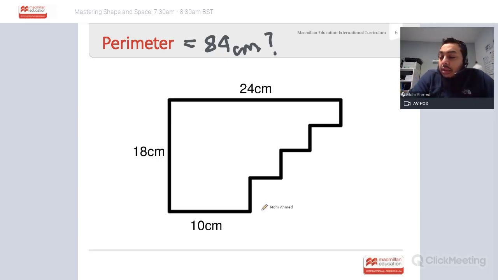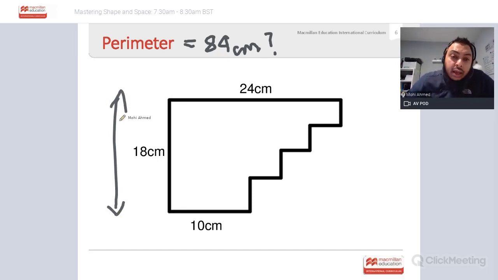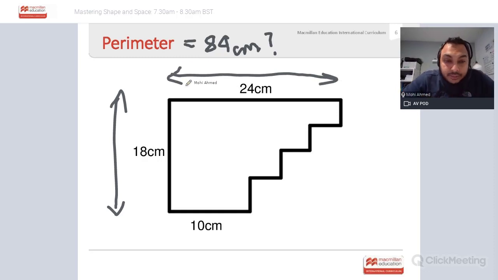So if we think about it, we know that this is 18 centimeters, and we know that this length here is 24 centimeters. But what's tricky are these bits, right? We just don't know what they are. But if we think about it in this way, this length here, if I decide to push this out and make it go here instead, so that's gone, and we've pushed it out to the side. Can you see what I'm doing here?